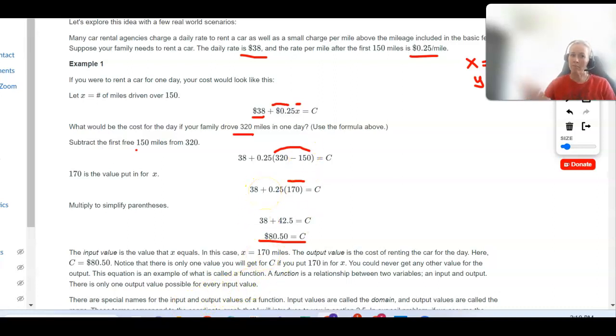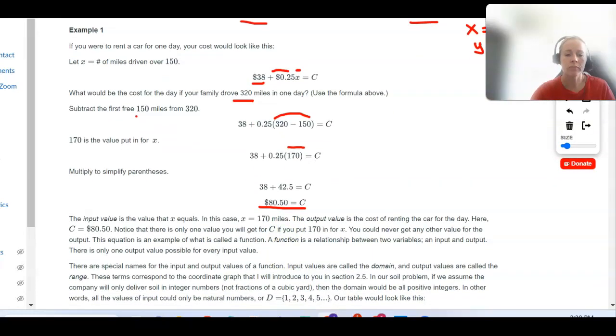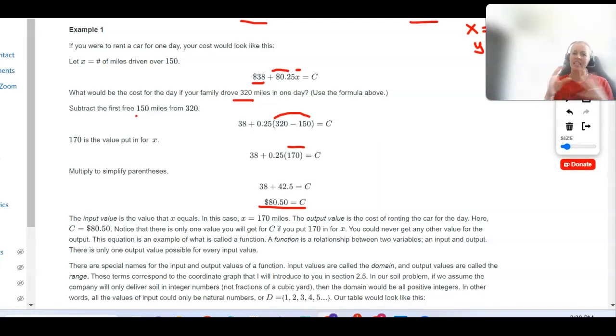So this is probably familiar. You've dealt with problems like this, and this is a function. So you're learning that what you were already dealing with was also called a function. It's a relationship between two variables, an input and an output. This means there's only one output value possible for every input value. One way I like to think of the input is it's the number that can change things. So the miles driven in this case is what's going to change the cost. That cost is dependent on the number of miles driven.